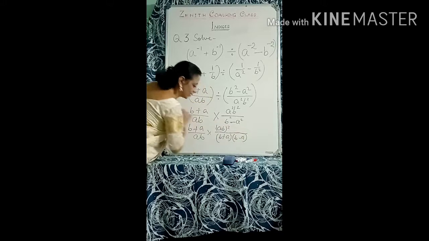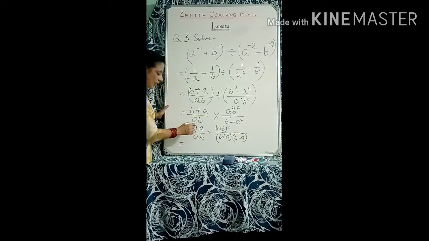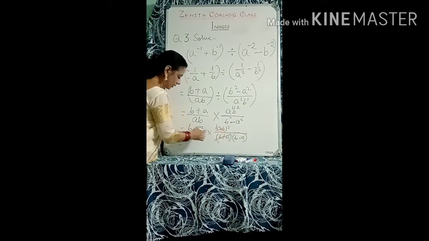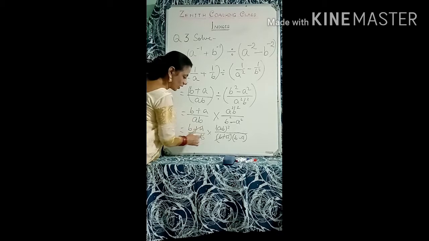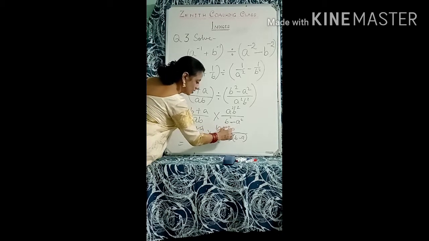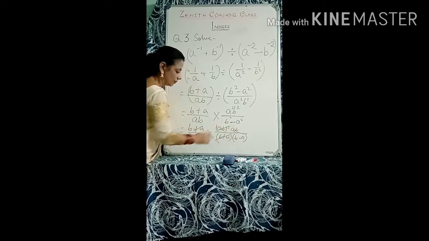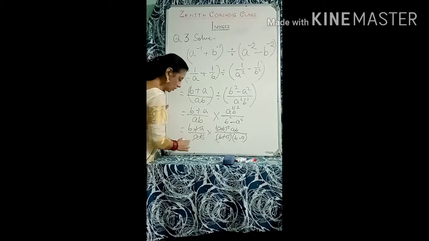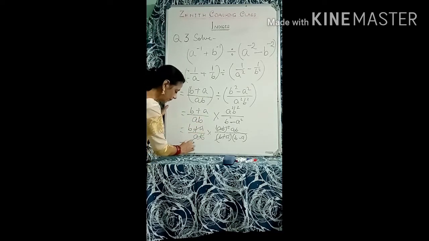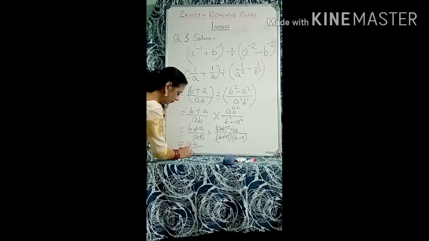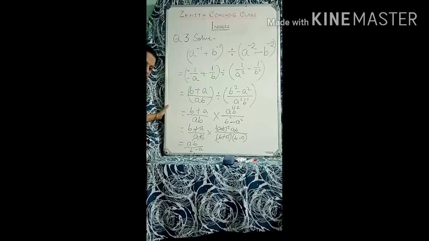Children, this is what you have to write. Okay, so b plus a and b plus a, you can cut it. So ab is one set and ab is two sets, that is here is ab. So ab by b minus a. So what you have to write? ab by b minus a. That is the answer.